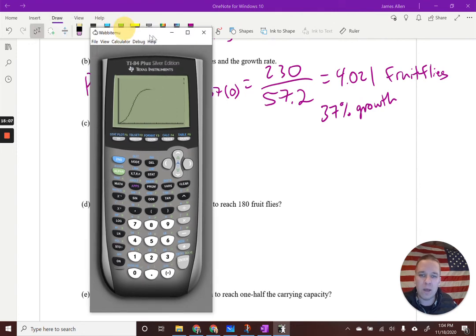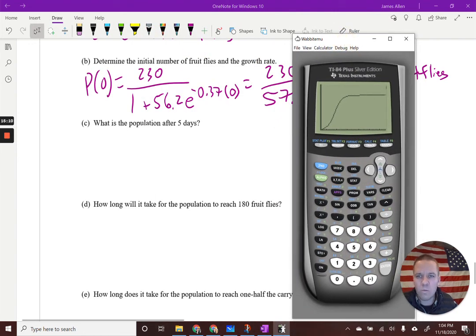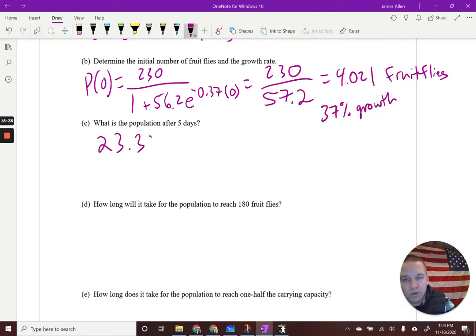And remember, we're going to be able to know what the population is after 5 days by just plugging in 5 for X, which is my T value. So if I plug 5 in, or you could substitute it directly in for T, but I find this to be a little bit easier because if I'm going to use my calculator later, why not use it to do the substitution for me? So 23.382 when rounded, 23.382 fruit flies after 5 days. So roughly 23 fruit flies. You're not gonna have a partial fruit fly.